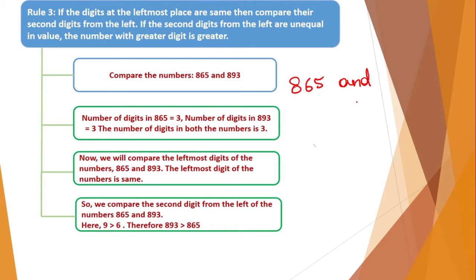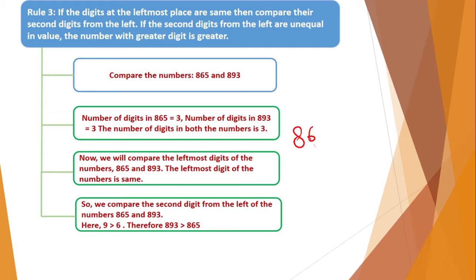So 865 and 893. Now first we should check the digits, right? In the first number we have 3 digits, and in the second number we again have 3 digits. So 3 and 3 are equal. If the digits are equal, we should compare the leftmost digit.